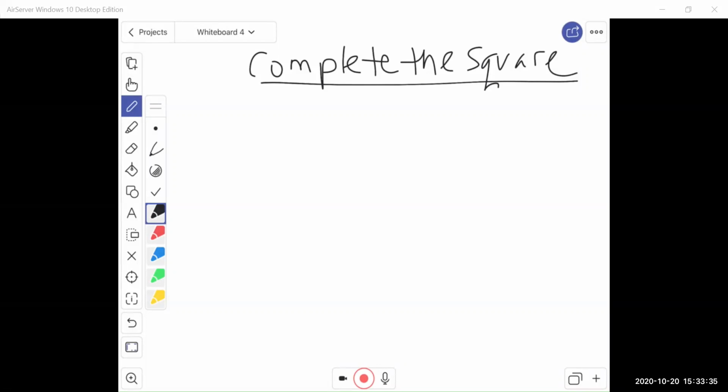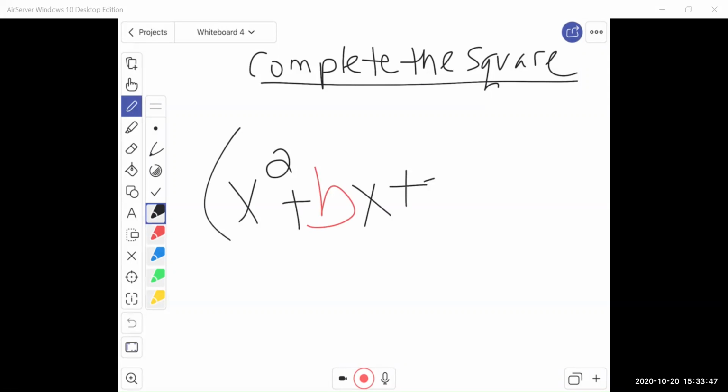Here, I'm going to show you how to complete the square. So what does it mean to complete the square? Well, to complete the square means that we're going to write some quadratic, some x squared trinomial, as a binomial squared.